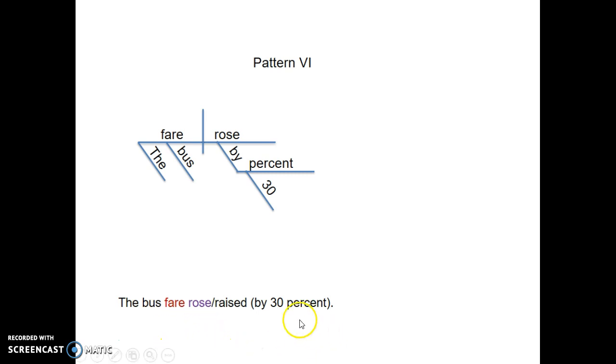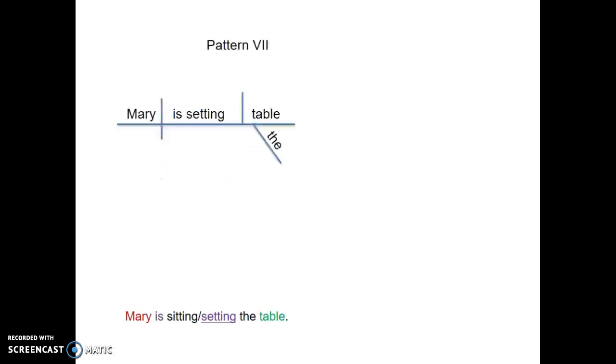In this case, once we eliminate our prepositional phrase, we see that we don't have a direct object, so we're going to use the intransitive verb rose. Fare is our subject, rose is our verb, and then we just need to put in our modifiers. Bus is modifying fare, and by 30% is our prepositional phrase that goes below that verb. So subject, intransitive verb makes a pattern 6 sentence.